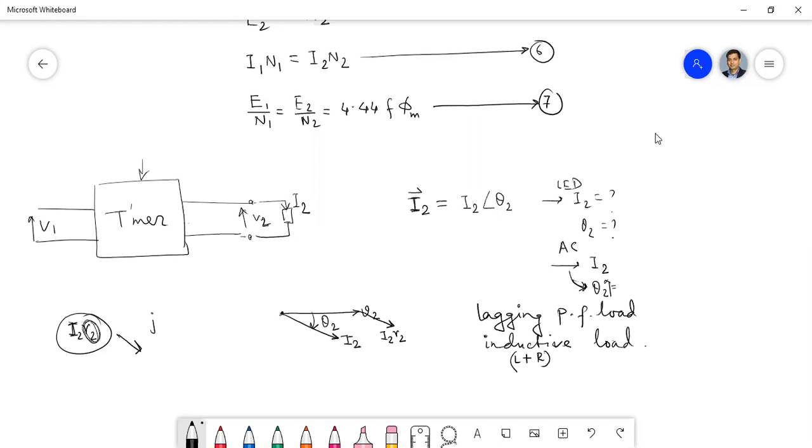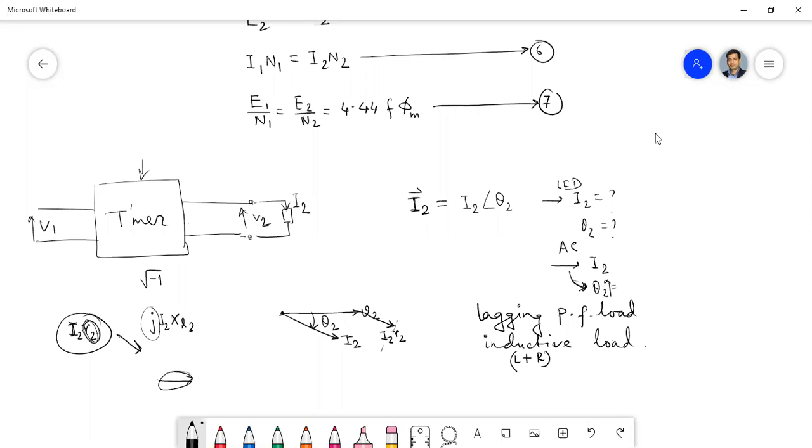The next voltage component we have is jI2XL2. Now what do you mean by this j? j is the square root of -1. In a phasor diagram, what do you mean by j? j means 90 degrees leading. When we are multiplying, it means a 90 degree leading rotation. Follow?